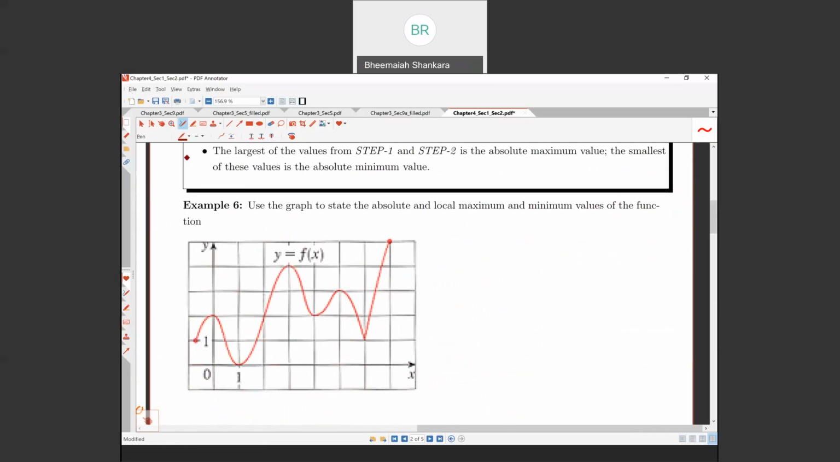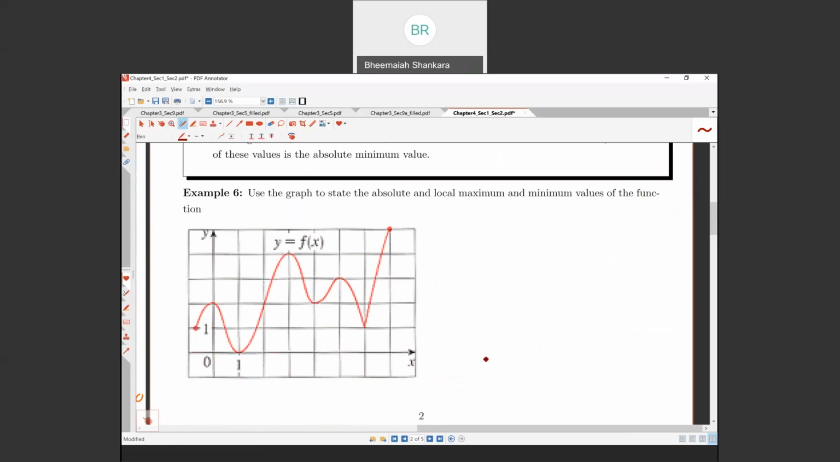So let's do this. Let's read the graph carefully and say all these values here. We have a horizontal tangent, again a horizontal tangent, and we have a sharp point here, and these are the endpoints. So you can also mark the points here: 2, 3, 4, 5, 6, 7. So you want to write the critical numbers here.